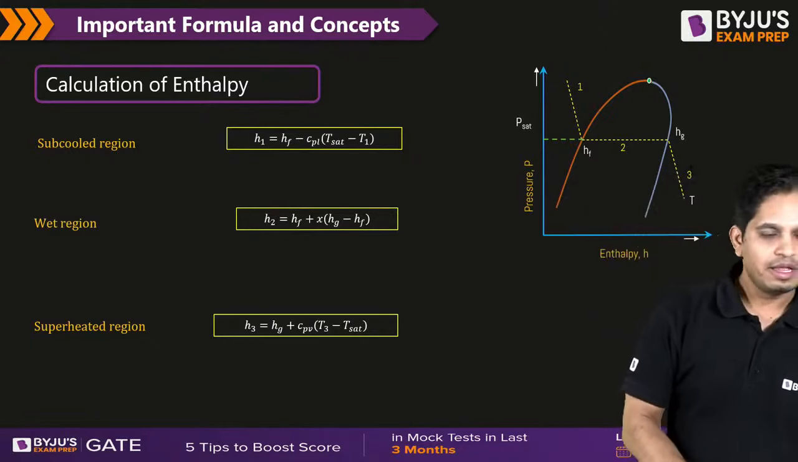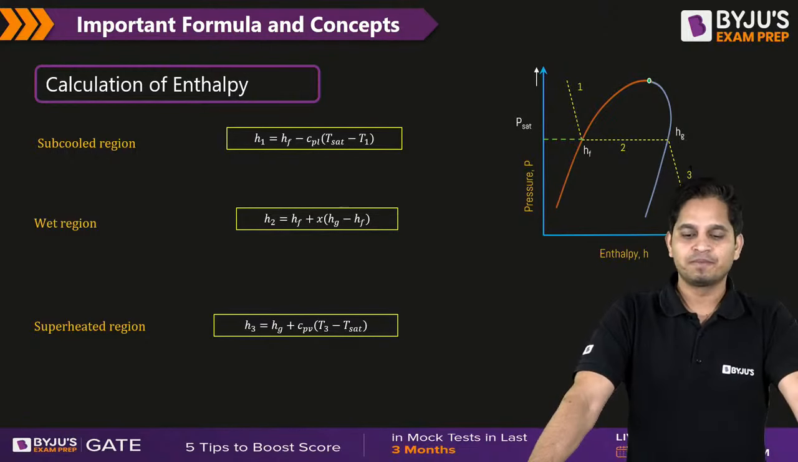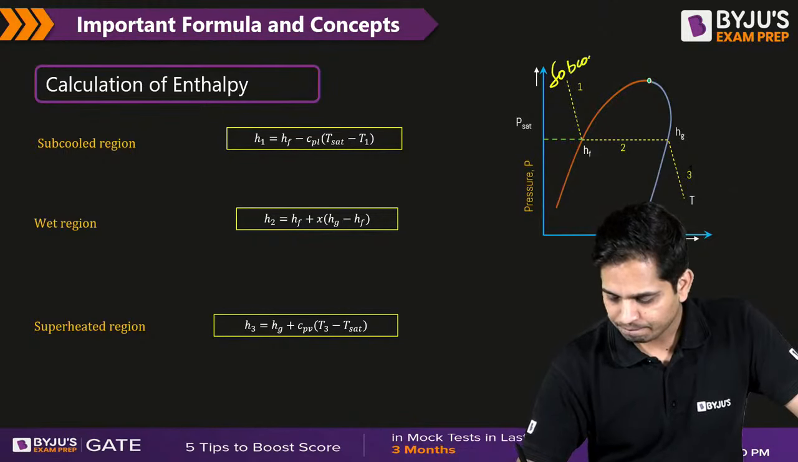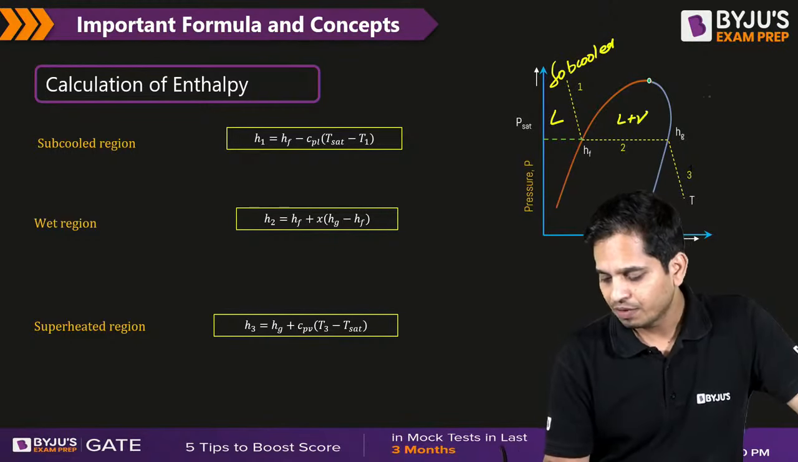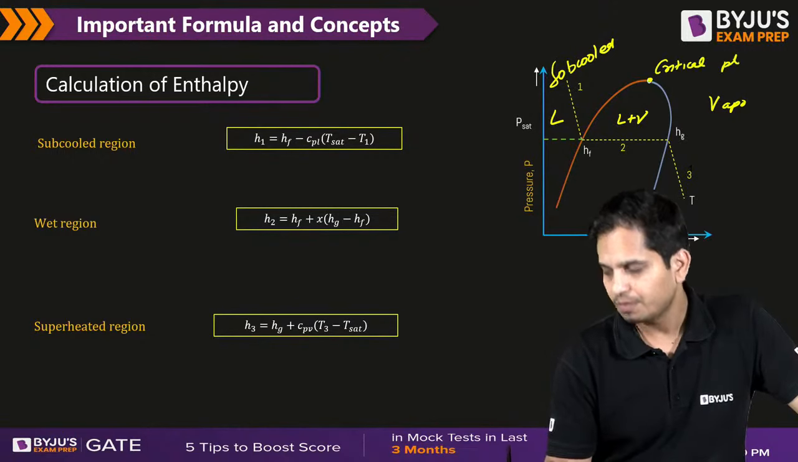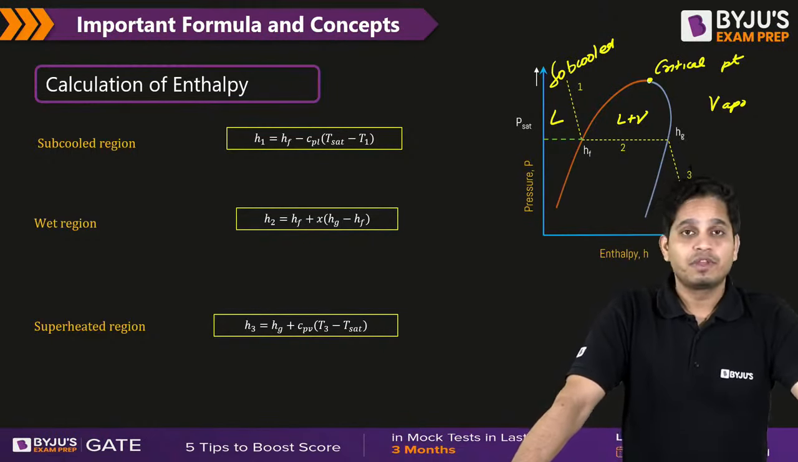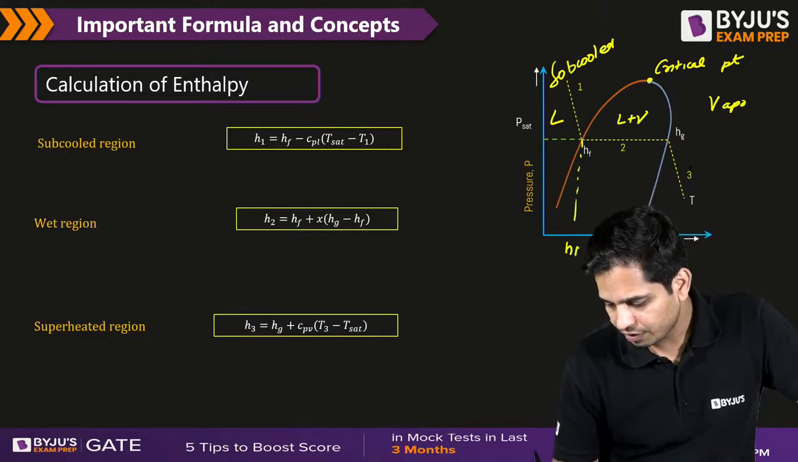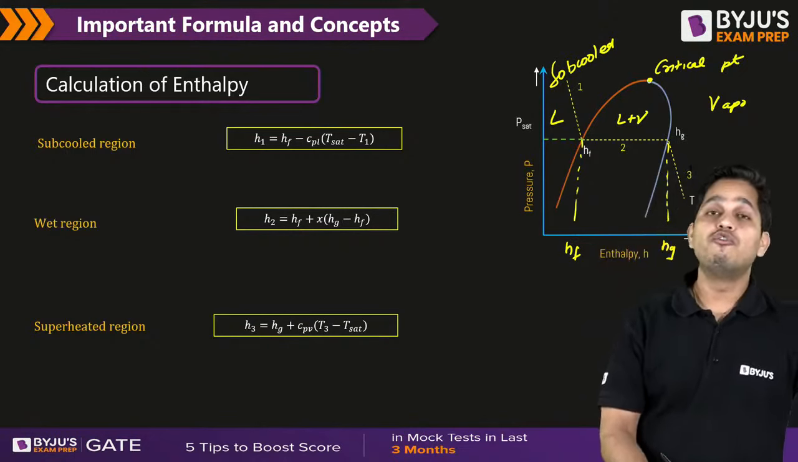So if I give you this diagram, how will you calculate enthalpy? First, this is the subcooled region, where we have liquid only. This is liquid plus vapor, and here we have vapor. This is the critical point. Now, if I say I need to calculate enthalpy, what will they give you? They will give you this HF and HG in the question. Now, how will you calculate?